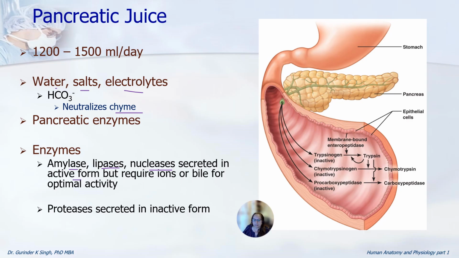Proteases are also secreted, but the proteases are secreted in the inactive form. For example, trypsinogen is changed into trypsin by the membrane-bound enzyme enteropeptidase. Chymotrypsinogen is released in inactive form, and then trypsin activates chymotrypsinogen into chymotrypsin. You also have procarboxypeptidase, which then changes into carboxypeptidase, etc.